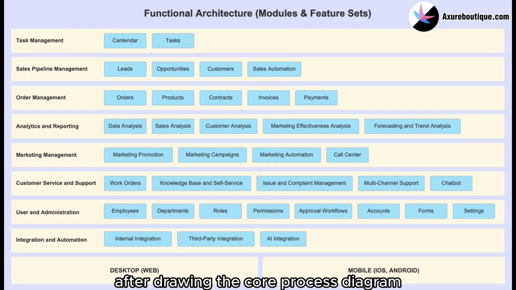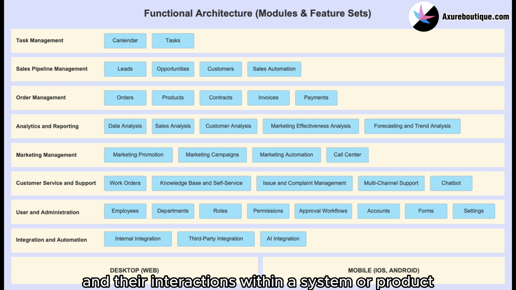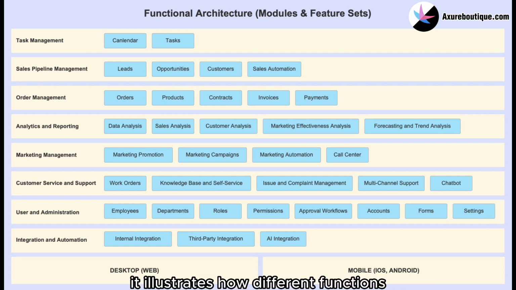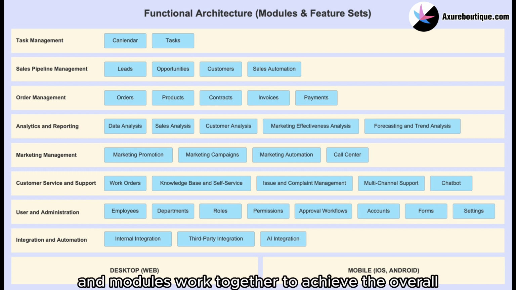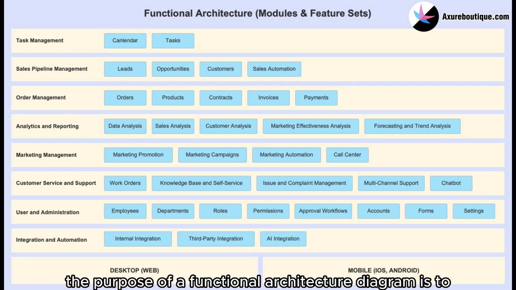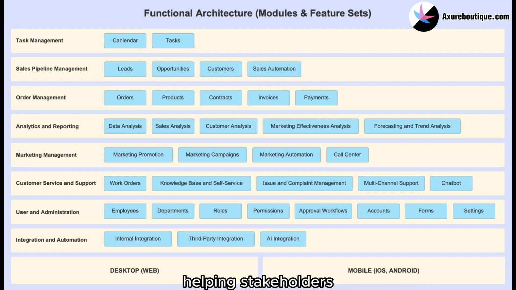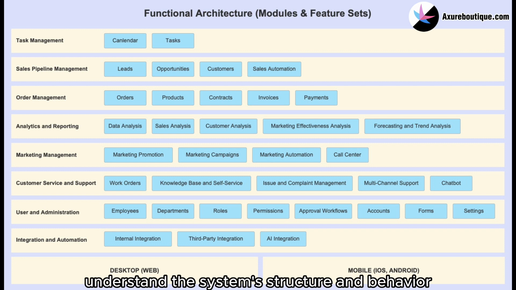After drawing the core process diagram, we can use it as a basis to produce the functional architecture diagram. A functional architecture diagram is a visual representation of the functional components and their interactions within a system or product. It illustrates how different functions and modules work together to achieve the overall objectives of the system. The purpose of a functional architecture diagram is to provide a clear and comprehensive overview of the system's functionality, helping stakeholders understand the system's structure and behavior.